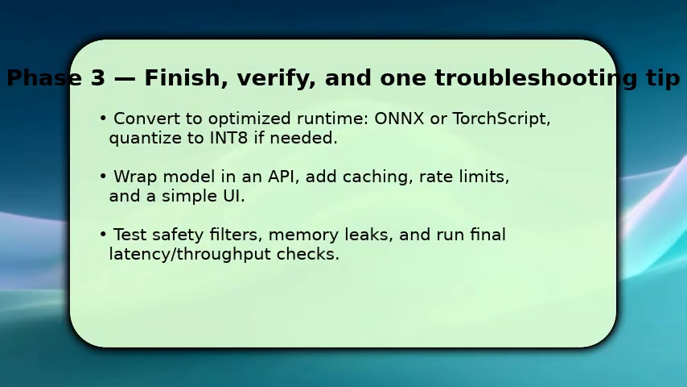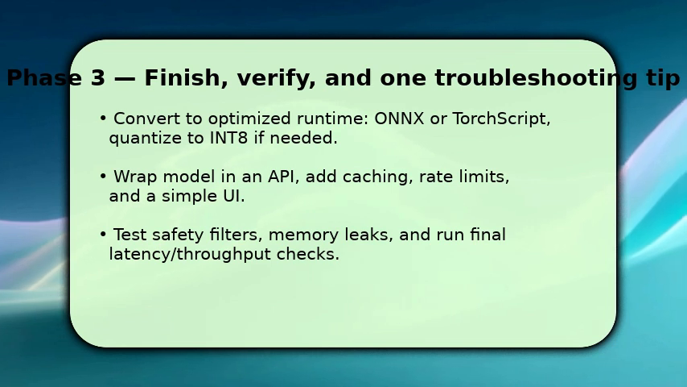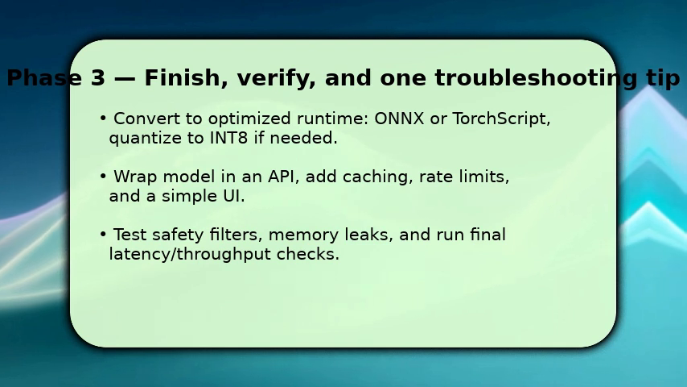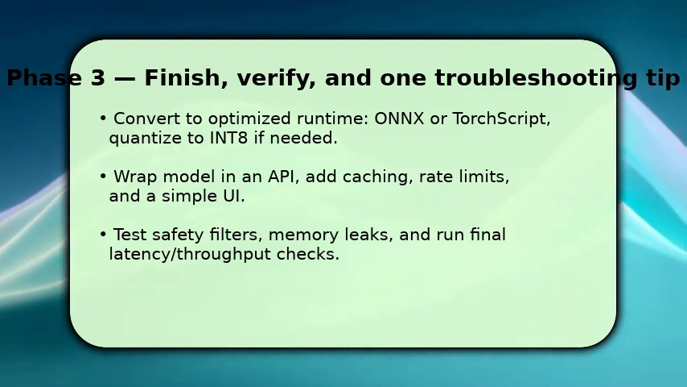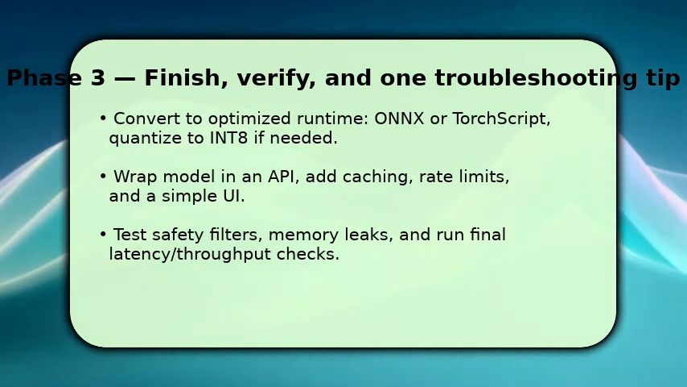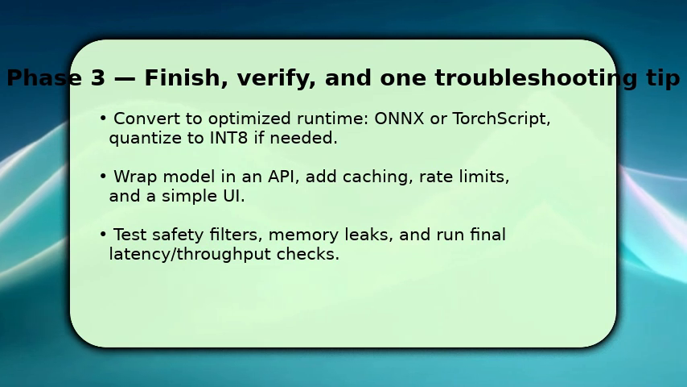You finish by exporting and deploying your model. Convert weights to an optimized format like ONNX or TorchScript and apply quantization for inference speed. Once done, create a lightweight API endpoint, add caching and rate limits, and build a basic UI for prompts. Make sure to include safety filters and a moderation step.